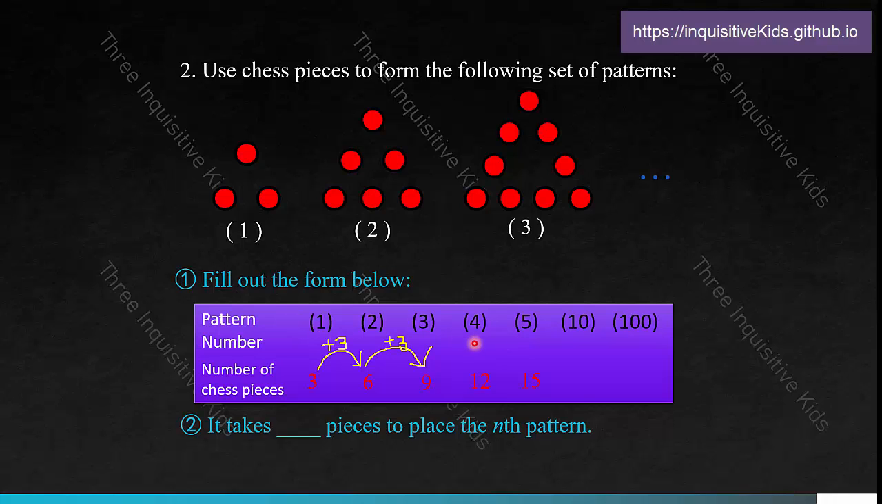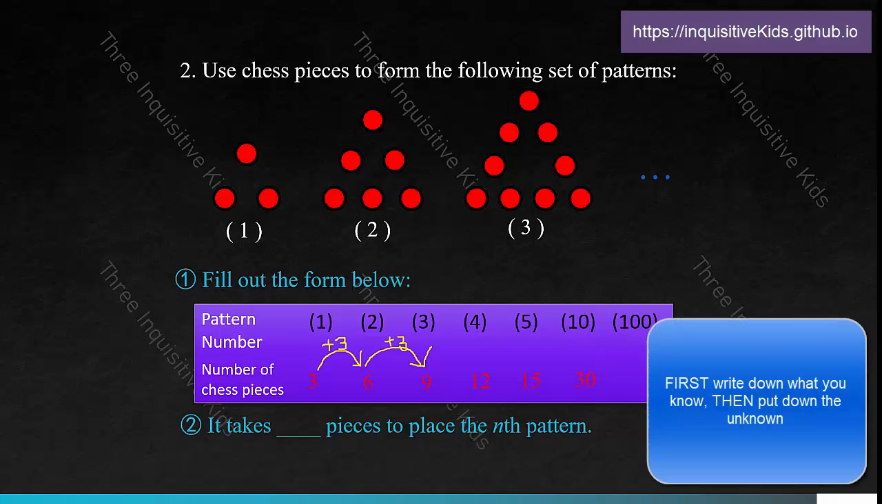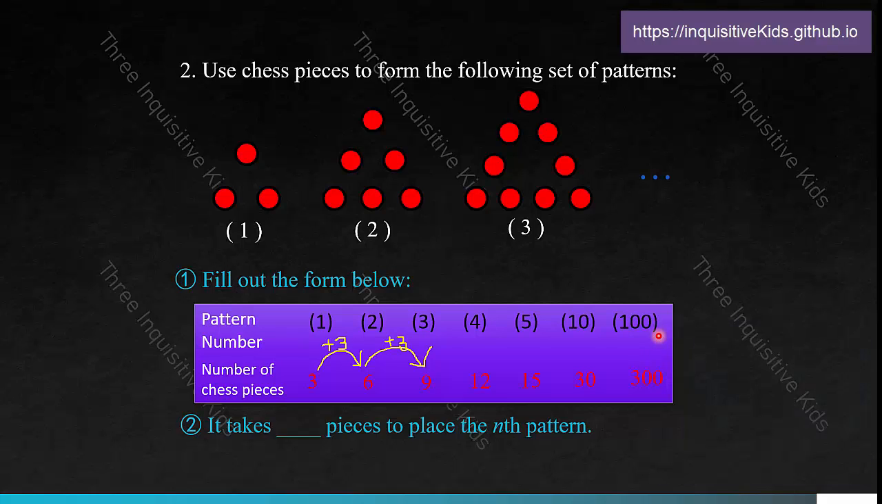Look, another pattern that you could see is the pattern number is always going to be a factor of the number of chess pieces. This is always going to be 3 times the pattern number. So we know that the pattern number 10 is 10 times 3, 30. We know the pattern number is 100, so we times 3, which is 300. So on the nth pattern, we're going to need 3n.